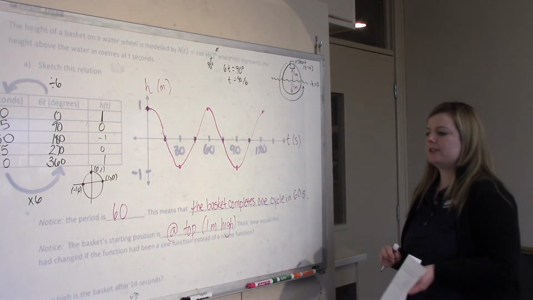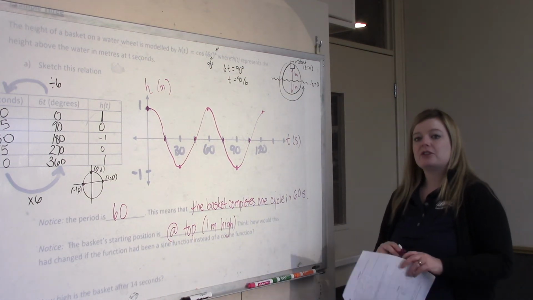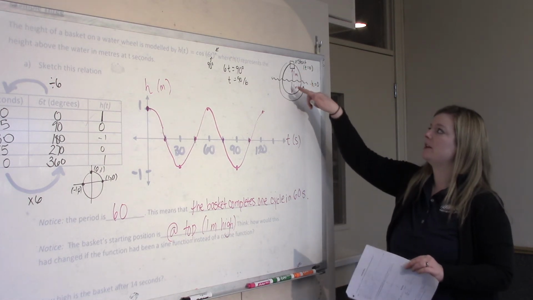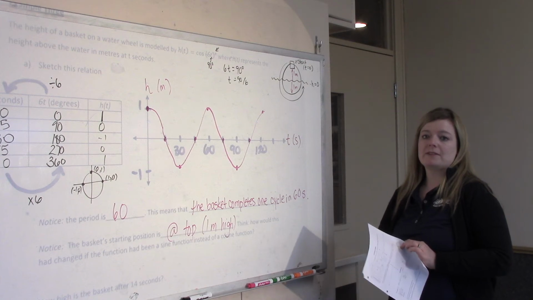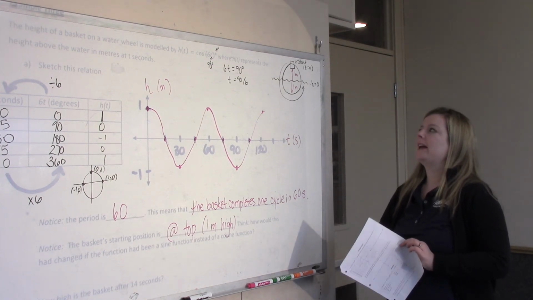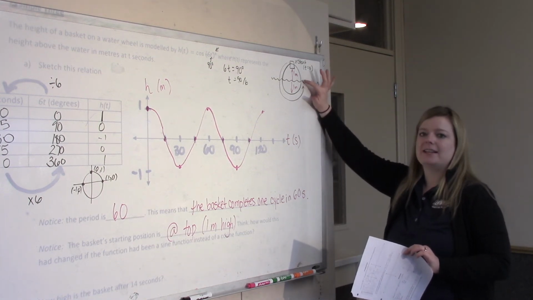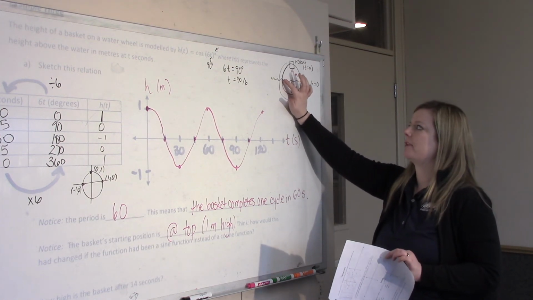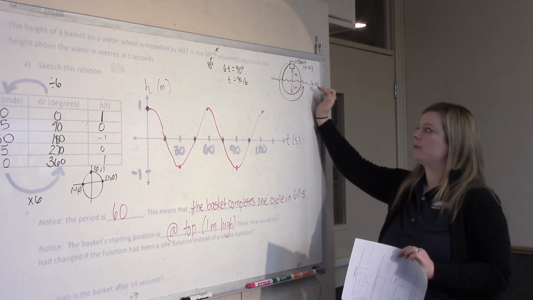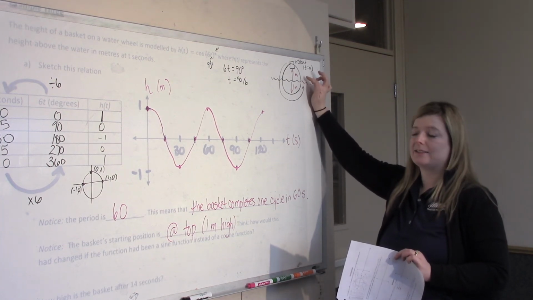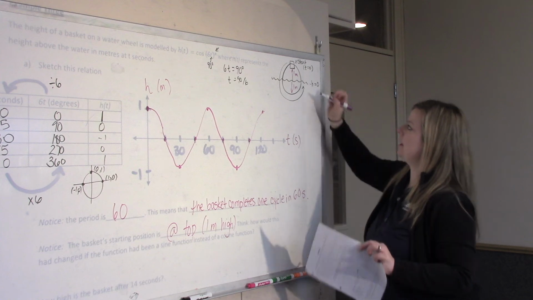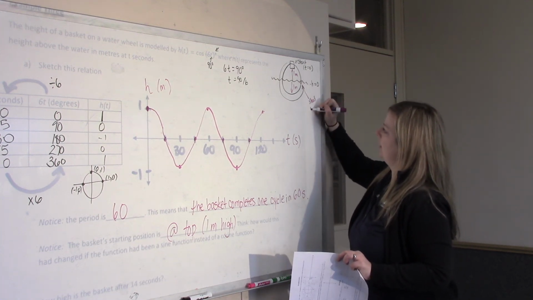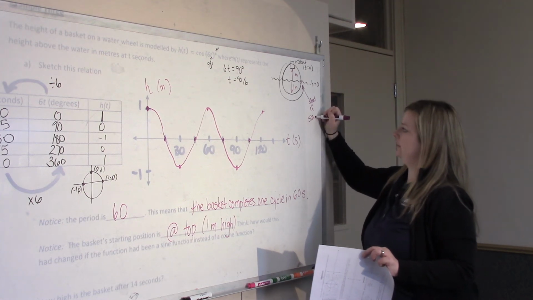Think, how would this have changed if the function had been a sine function instead of a cosine function? Where, in this little picture of the water wheel, where would we have started? It would have started on the axis, ready to increase. So here isn't right. This is the axis, but it's ready to decrease. A sine curve would start it on the axis, ready to increase. So this would have been the start if it was a sine function.